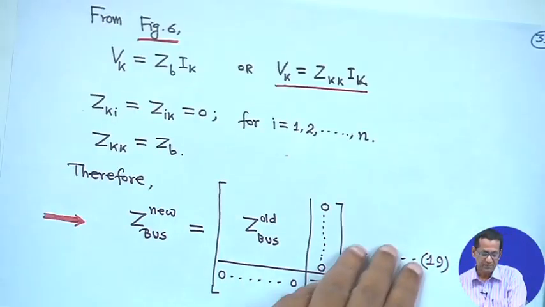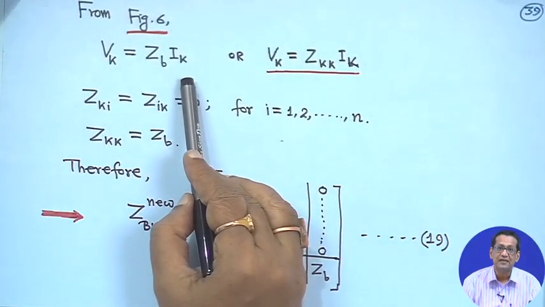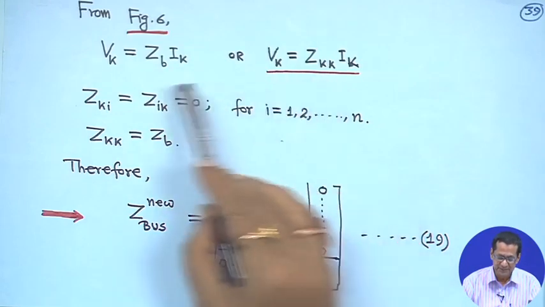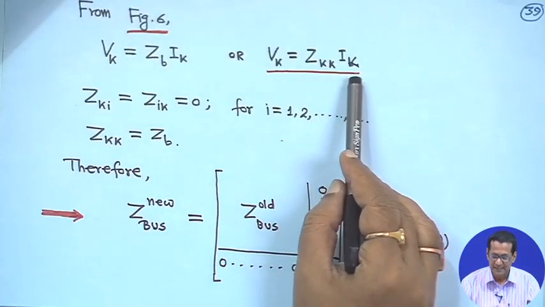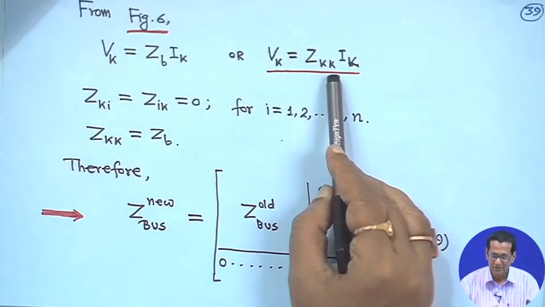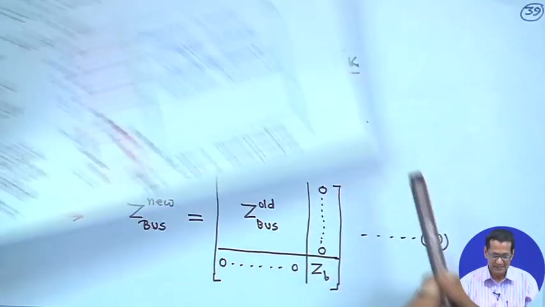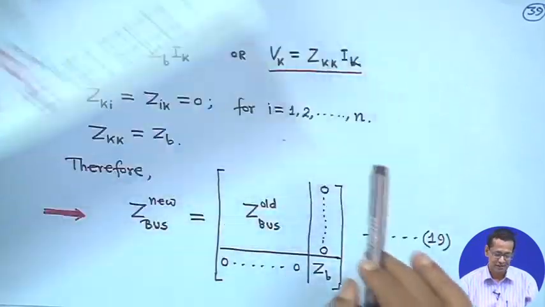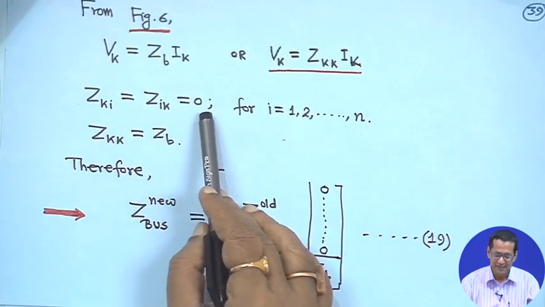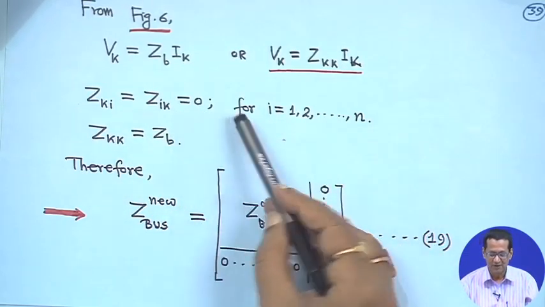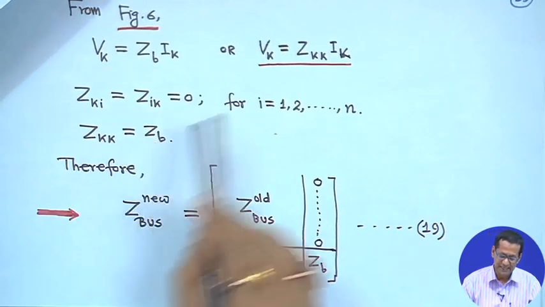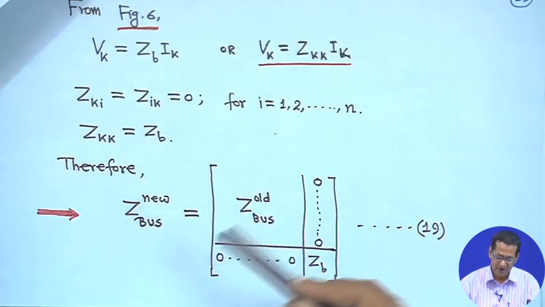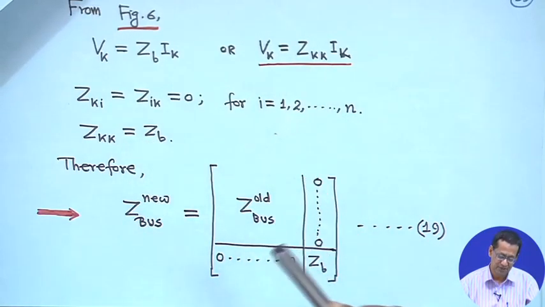So, from figure 6, Vk is equal to Zb into Ik. Instead of Zb, since it is a branch impedance added, we can write Vk is equal to Zkk into Ik, because Vk and Ik are here. The better notation is Zkk, but as k is not connected anywhere else, Zki is equal to Zik is 0 for i is equal to 1 to n. So, all other Z's are 0, and you need not consider them in the mathematical equation. That means Zkk is equal to Zb, and the order of your Z matrix has increased by 1.